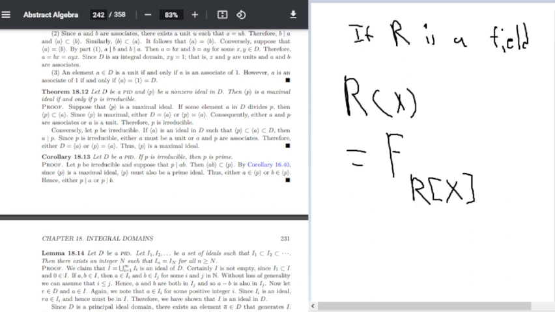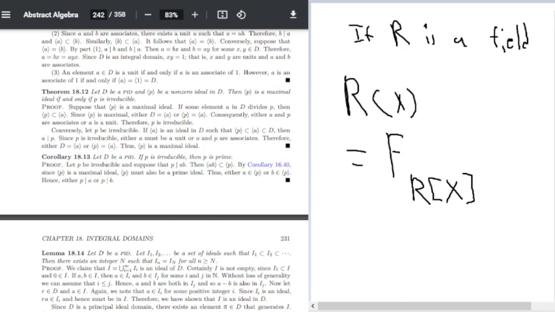Corollary 18.13. Let D be a principal ideal domain. If P is irreducible, then P is prime. Proof. Let P be irreducible, and suppose that P divides AB. Then the principal ideal generated by AB is a subset of the principal ideal generated by P. By corollary 16.40, this is just basic ring stuff.